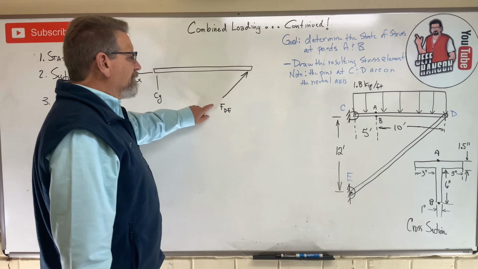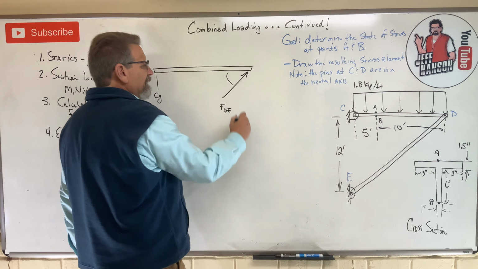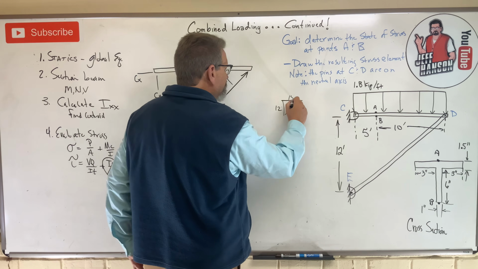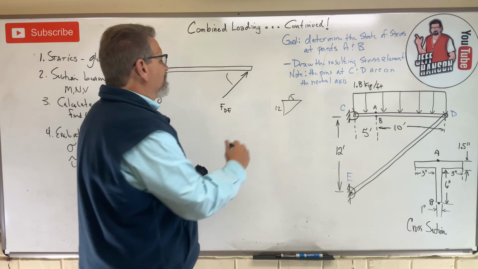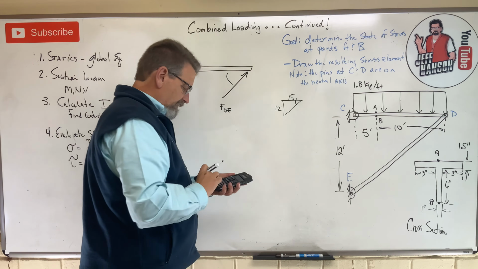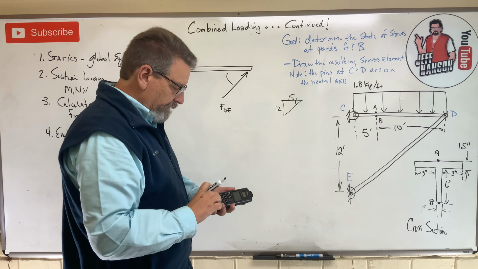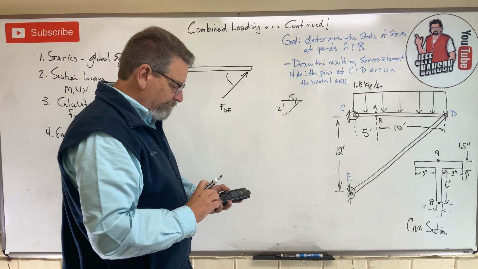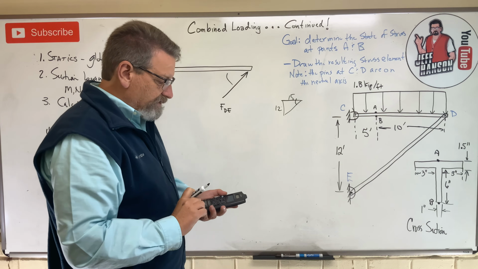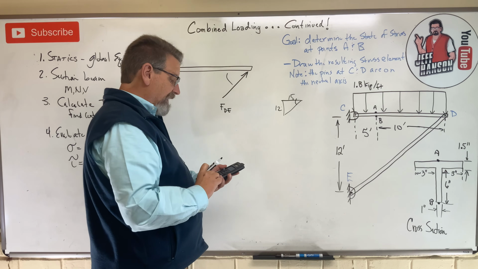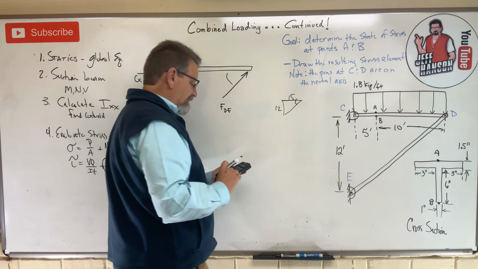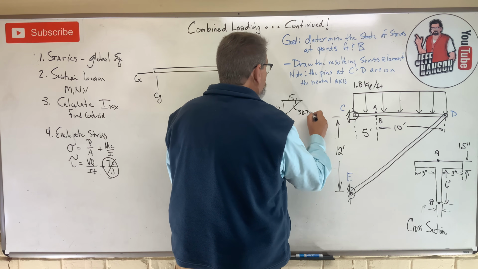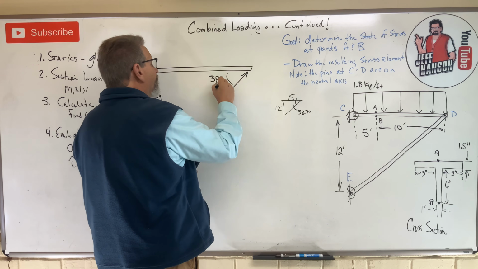Okay, so let's see. What is this angle right here, gang? That makes a triangle that's 12 here and 15 there. So this angle right here is what? 12 divided by 15, and then inverse tan of that, 38.7. So this is 38.7 degrees.